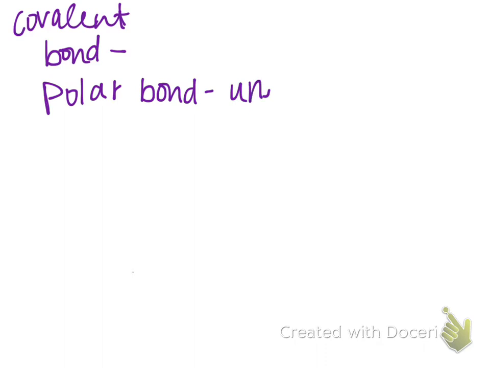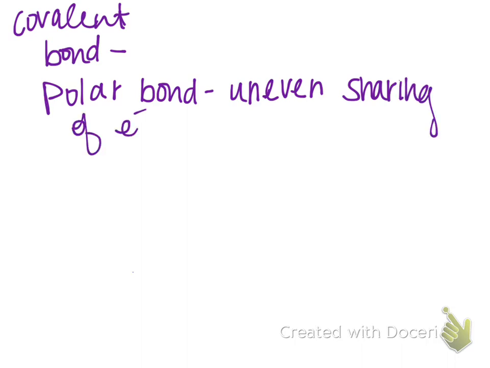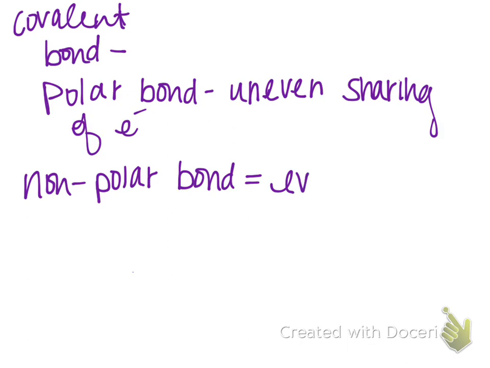Uneven. Yeah, this is a type of covalent bond. It's called a polar covalent bond, and it's an uneven sharing of electrons, right? A nonpolar bond would mean even sharing of electrons. Okay? So you will use your Pauling scale that I gave you.